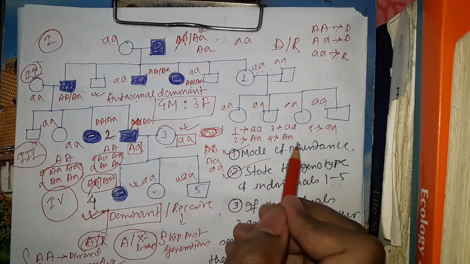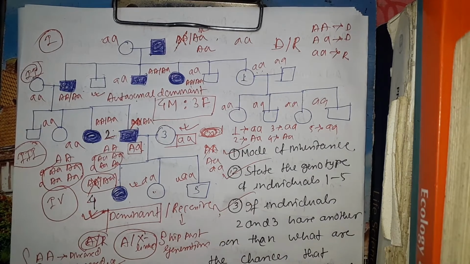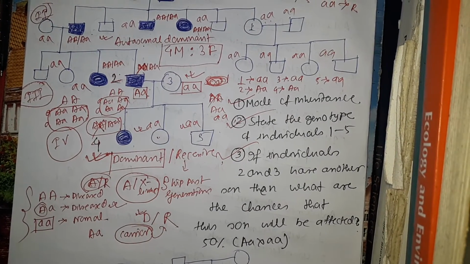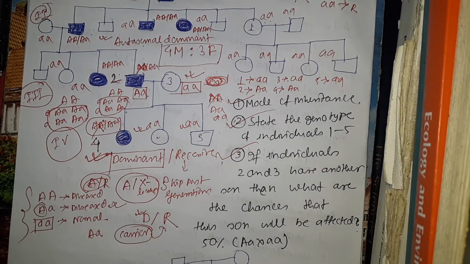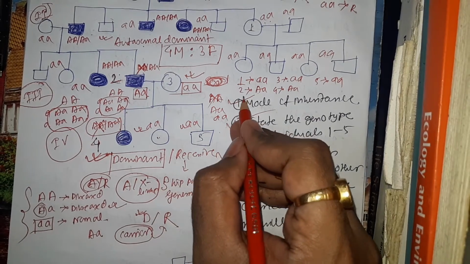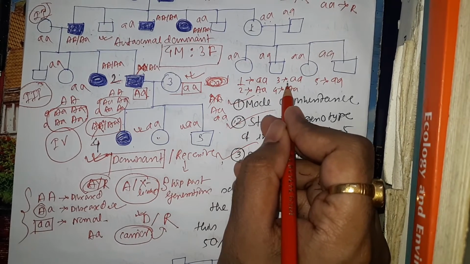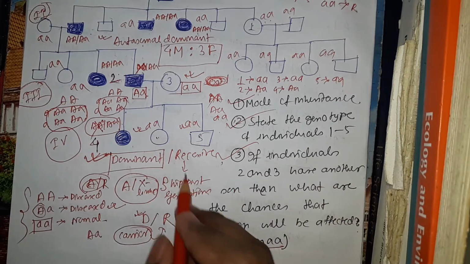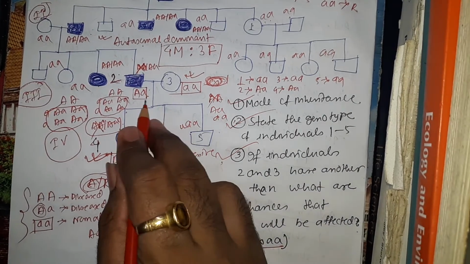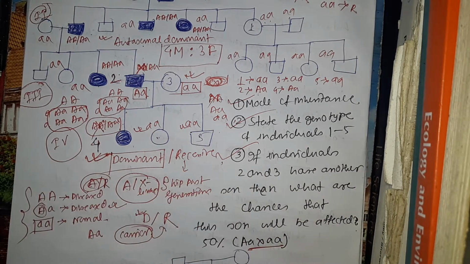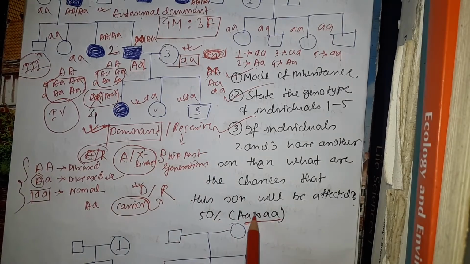So your answer will be something like that: small a, capital A small a. The last question is, if individuals 2 and 3 have another son, then what are the chances that this son will be affected? 50%. Capital A small a. As they have simply given this, we can conclude that our answer is right, because we have also derived that the genotype of individual 2 is capital A small a and individual 3 is small a. So let's talk about this. If they have another child, what is the possible chance that the child will be diseased or not? For this we need to do a Punnett square.